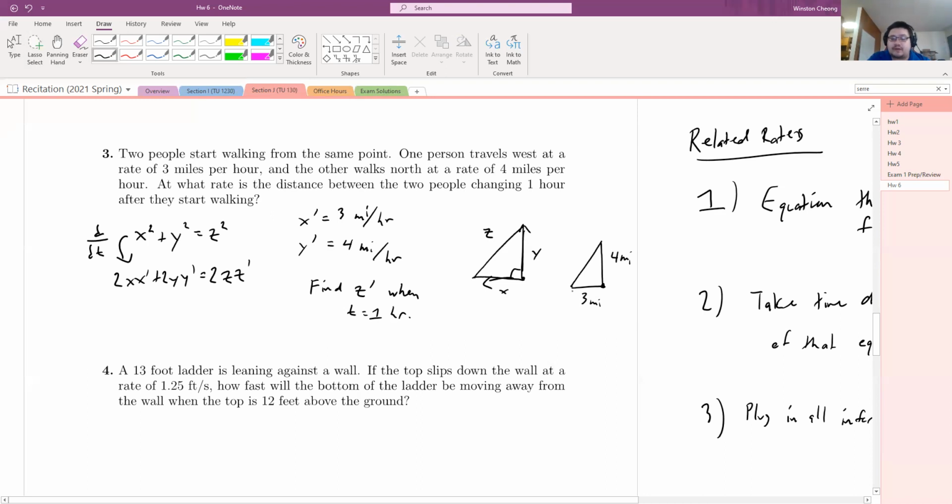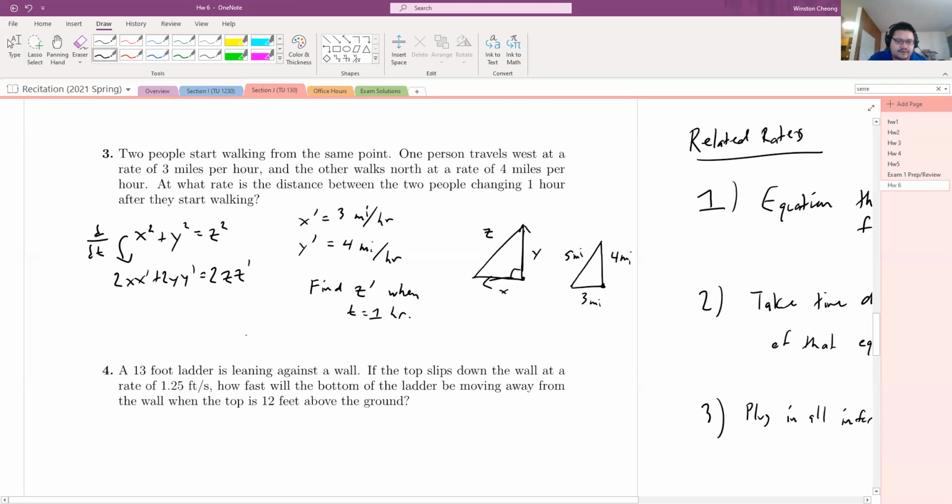And hopefully you know the Pythagorean triple 3, 4, 5. If you don't, then you have to plug into the Pythagorean theorem. It's called a theorem, but it's just a formula. So 3, 4, 5.